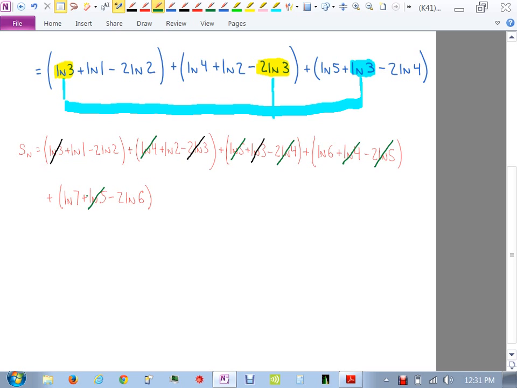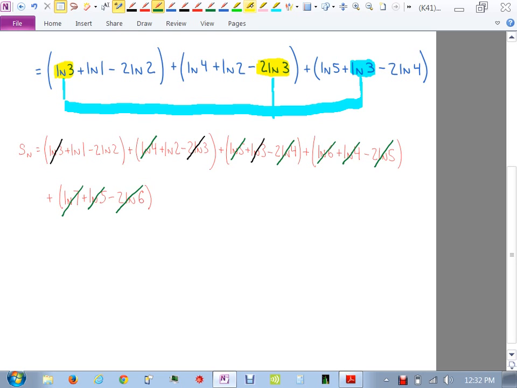So let me see. How about this natural log 6? Will it cancel? Yes, because it's going to cancel with the first one from the first parenthesis, the last from the second parenthesis, and then the next parenthesis, the middle one, right? Okay, so I'm going to cancel it out. How about the natural log 7? It will cancel as long as I have 2 more parentheses after this, don't I? It'll cancel, okay?